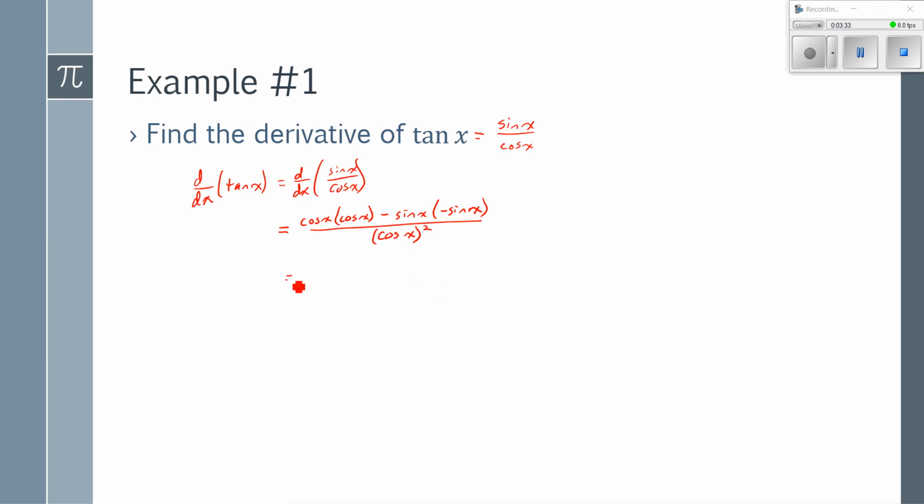So now to do some simplifying, cosine times cosine is cosine squared. Negative sine of x times negative sine of x is positive sine squared. And this is all over cosine squared. Well, cosine squared plus sine squared is the Pythagorean identity. So this is 1 over cosine squared. But that's the same as all of 1 over cosine of x being squared. And that is secant squared. And so here, the derivative of tangent of x is secant squared of x.